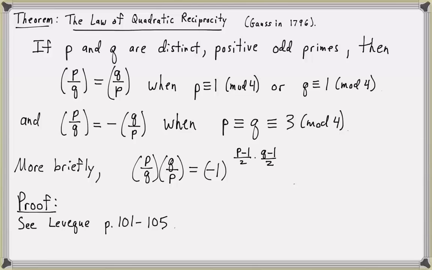So let's see the power of this theorem in action. Suppose I wanted to determine if a number was a quadratic residue mod 5. So for example, is x squared congruent to 3 mod 5 solvable? Or is 3 a quadratic residue mod 5?